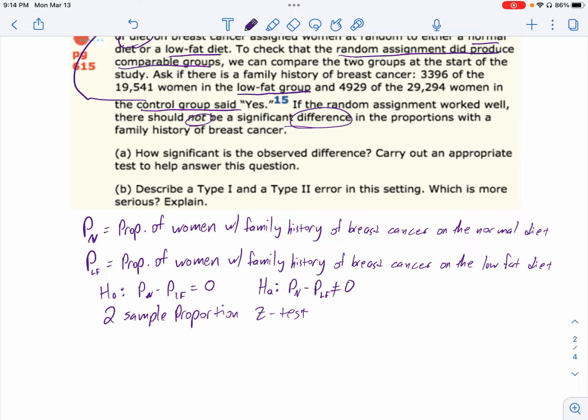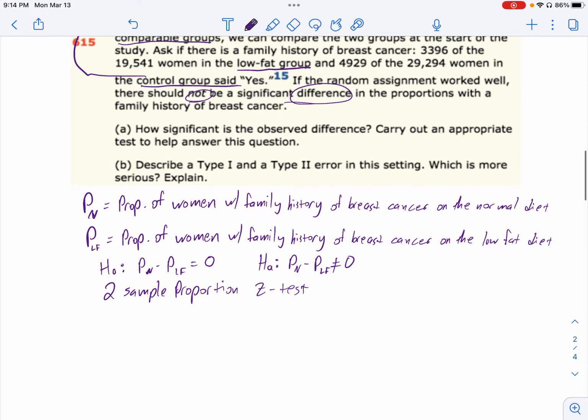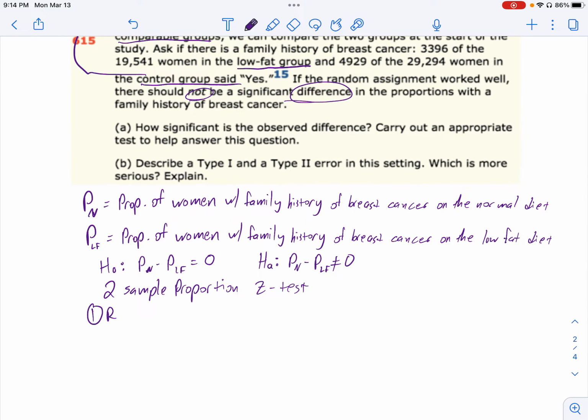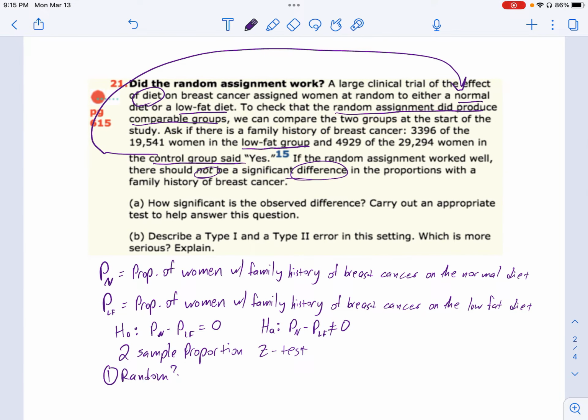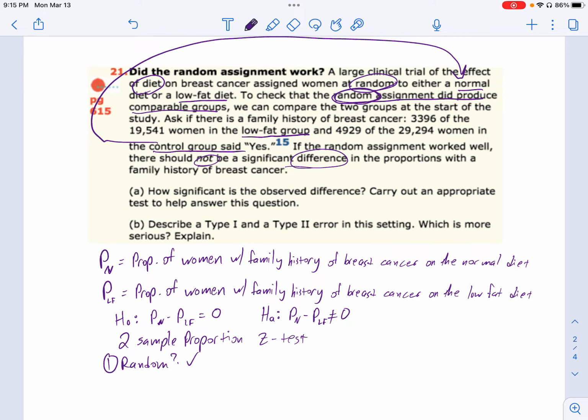Okay. Conditions. Number one, random. It was. It says up here that there was random assignment. So they were randomly assigned to either group. So check. Number two, large counts. I mean, look at these numbers. They're all in the thousands. 3,000 here, 4,000 here, 19,000.